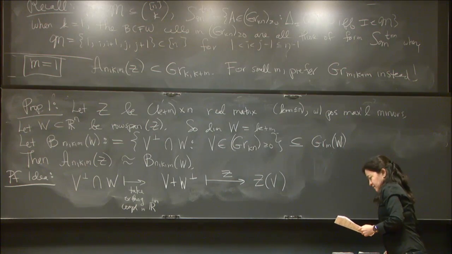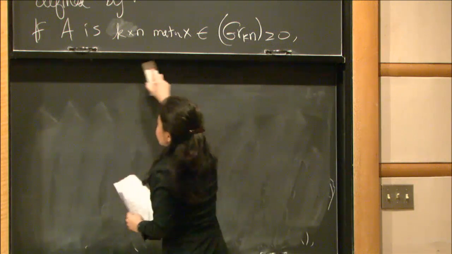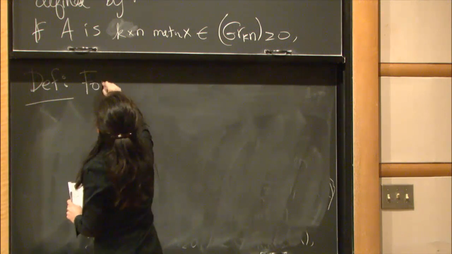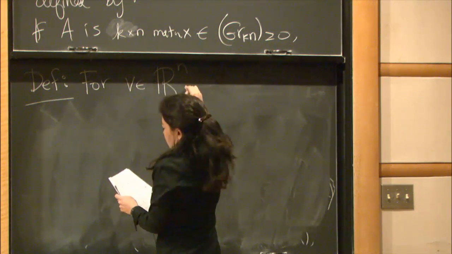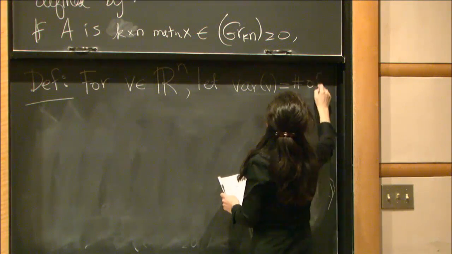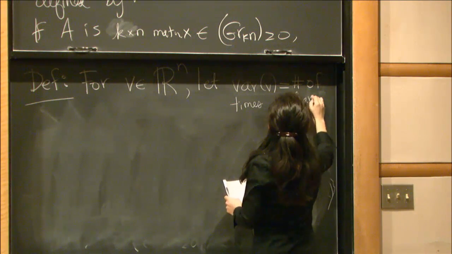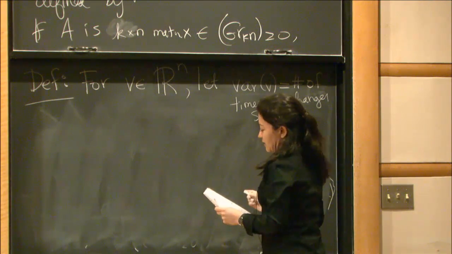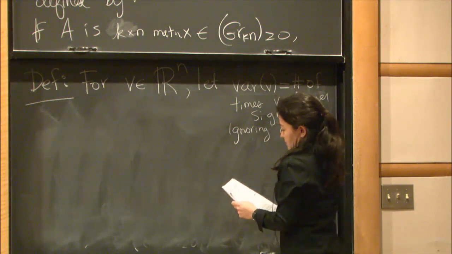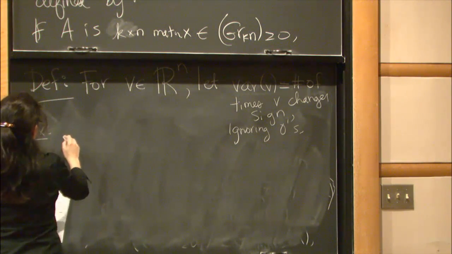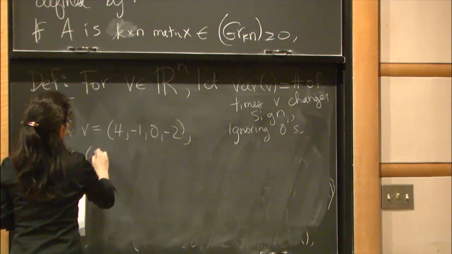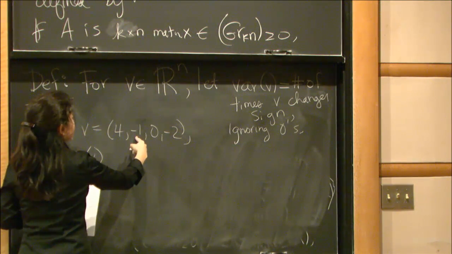So let me go back and introduce some techniques that people thought about in 1950. If V is a vector in R^n, we're going to let var of V be the number of times that V changes sign, viewed as a sequence of n numbers, ignoring zeros. So, for example, if V is 4, minus 1, 0, minus 2, then we change from positive to negative once here and never again.